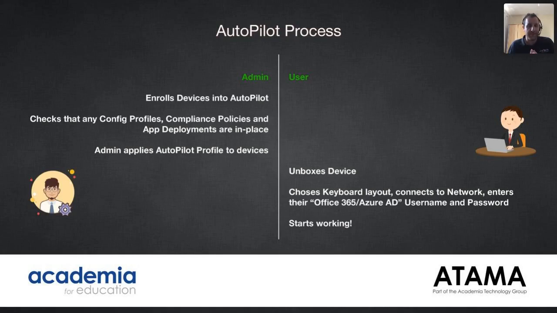But the user will unbox it, turn it on, connect it to Wi-Fi, and it'll go, oh, you belong to this organization, here's what you need. So all the user needs to do is unbox the device and put in their username and password, and then you can see they start working. It really is that simple. I never thought I'd say that 5 years ago, back in the days of having to do all this manually, but it really, really is that simple now.